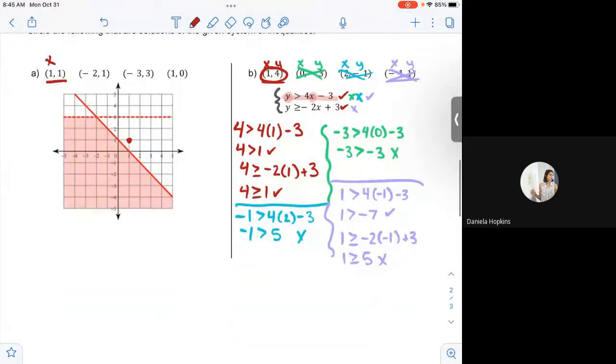So our first thing that can happen here is not in shaded area, which means not a solution. Okay, that's the first case.